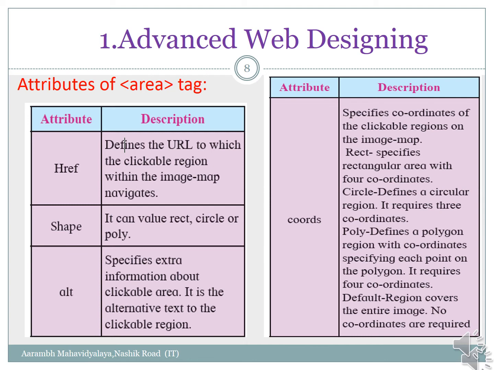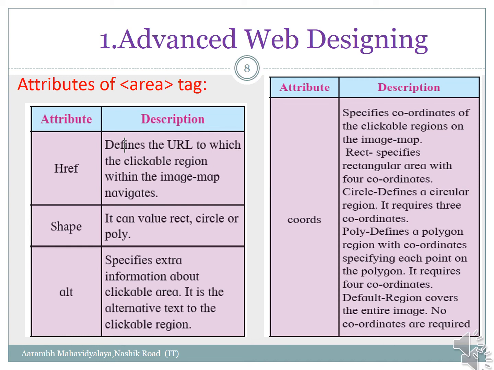Then the second attribute is the shape. Shape may be rect, that is rectangle, the second one is circle, and the third one is poly, that is polygon. Remember neatly, we are using only rect and not rectangle, and we are using only poly and not polygon. The third attribute is alt. Alt is used to specify the alternate name, provided in text format, for the hotspot area. That means when we click on the rectangle region, at that time rect will be displayed as the alternate name.